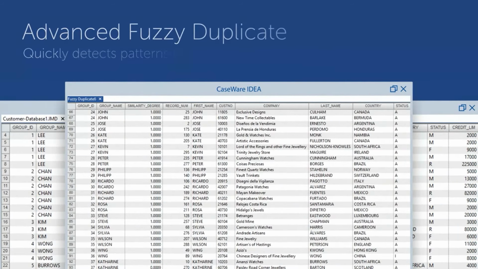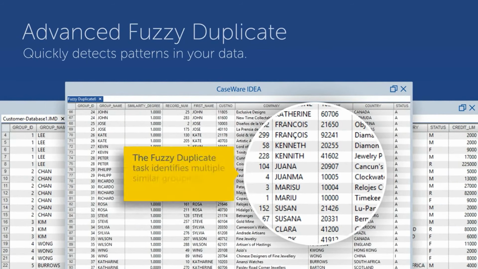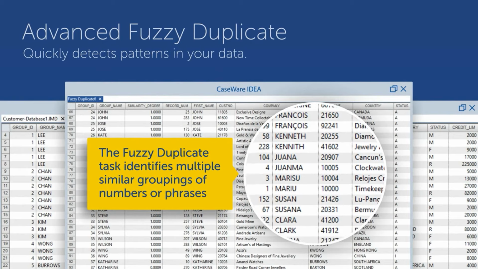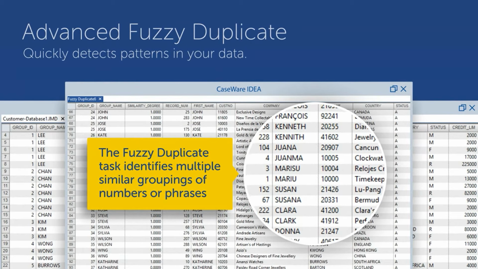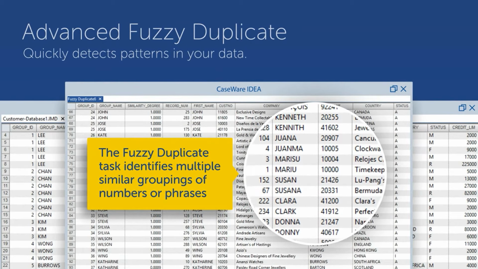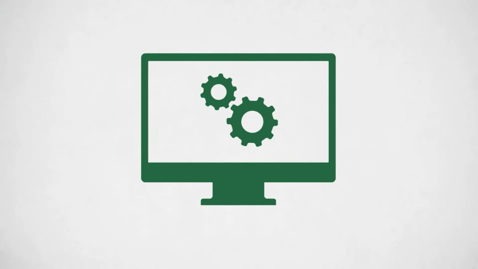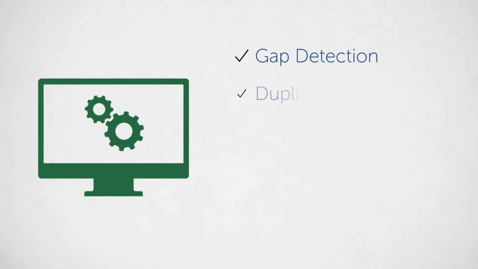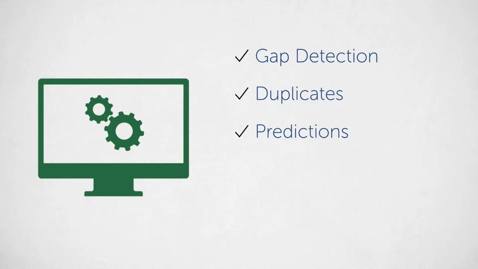The fuzzy duplicate tool is now more powerful than ever, with the ability to detect data entry errors, multiple data conventions for reporting information, and fraud. Many of the tasks in Idea match the analysis you would need to perform in your audit. For example, easily find missing invoices, identify duplicate checks, and highlight accounts not matching predictions.